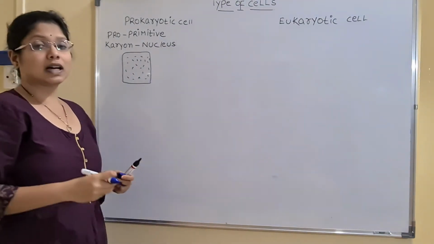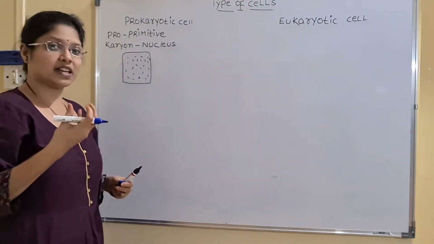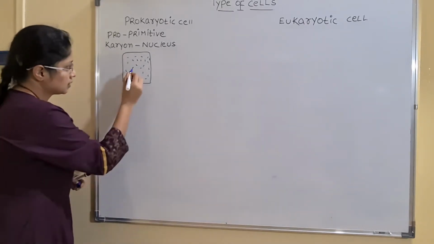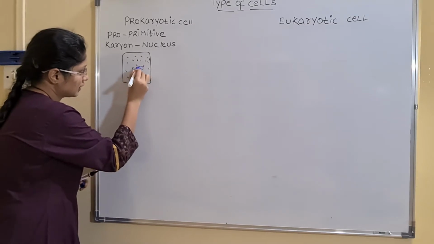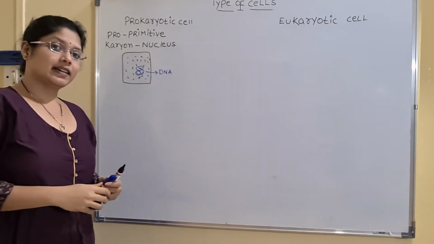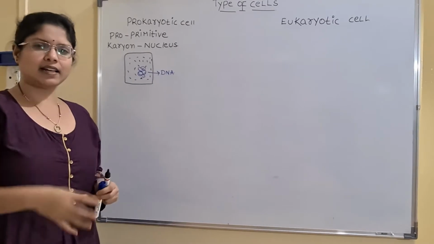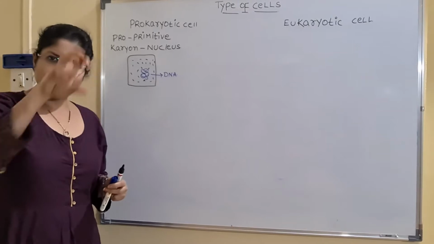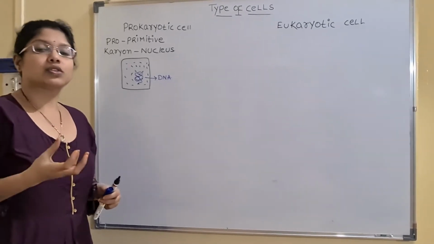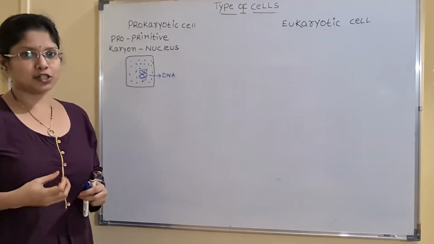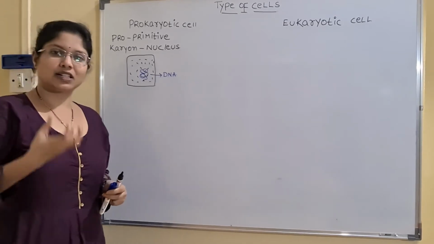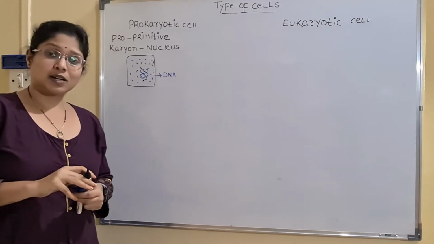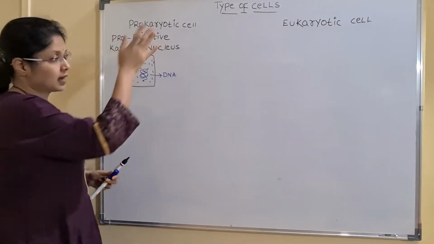And we all know that the cell contains the major genetic information stored in the form of DNA. Let us say this is the DNA. So how is the DNA here? If you observe, the DNA is directly suspended inside the cell cytoplasm. There is no boundary, or no compartmentation of the cell here. Directly the genetic material DNA is present inside the cell. And such types of cells are known as prokaryotic cells.